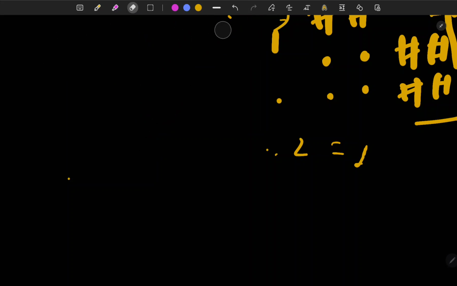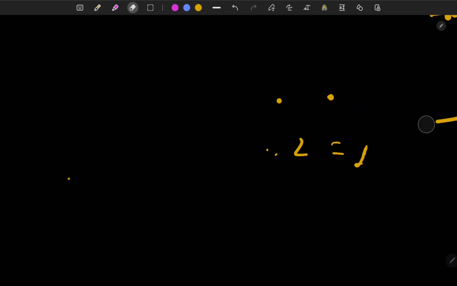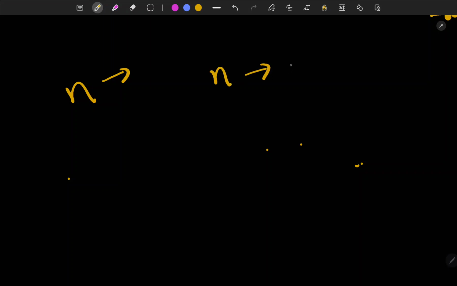I think you are all familiar with bits and binary. So basically, what is given in this problem is that you are given a number n, and you have to convert this number n into a product of binary numbers. Like suppose n is equal to 121, then you have to convert this 121 into a product of binary numbers.